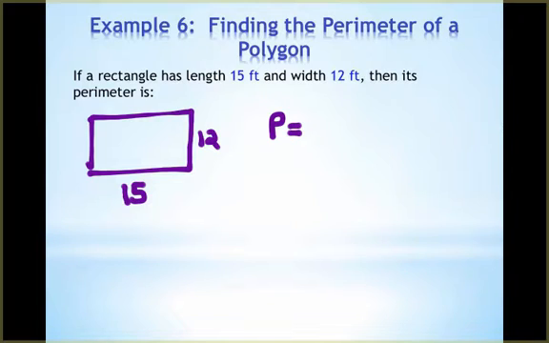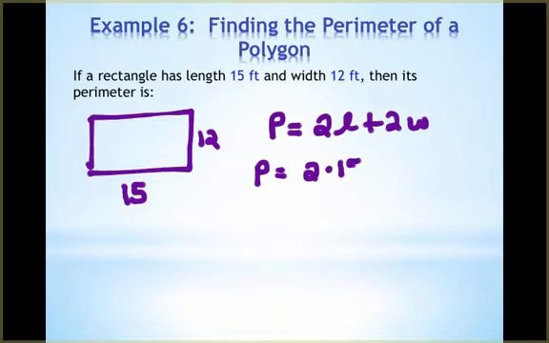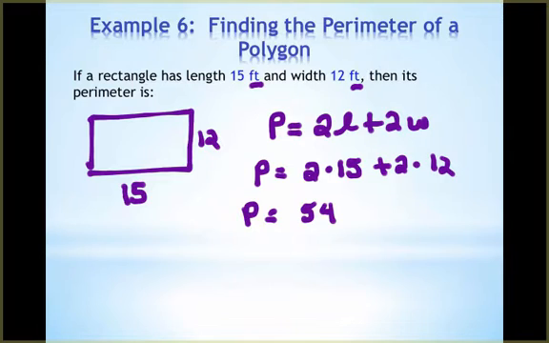So my formula for a rectangle is perimeter equals 2L plus 2W. So we're going to do 2 times 15 plus 2 times 12. And I grab my calculator. And when I do that, I find out that that's 54. And my units on this was feet. So my perimeter of this rectangle would be 54 feet.